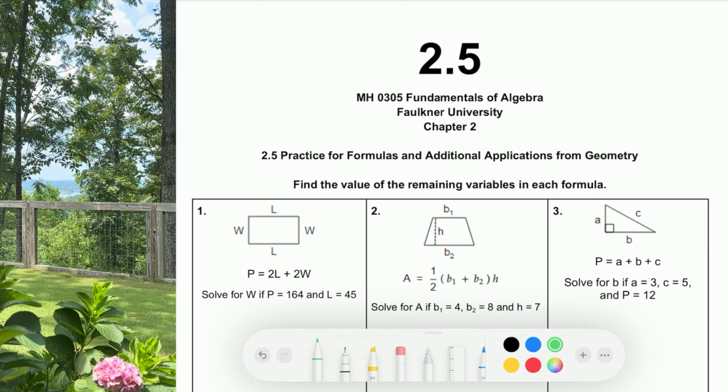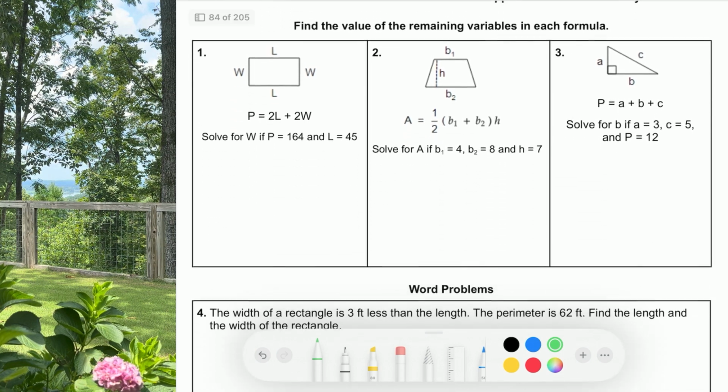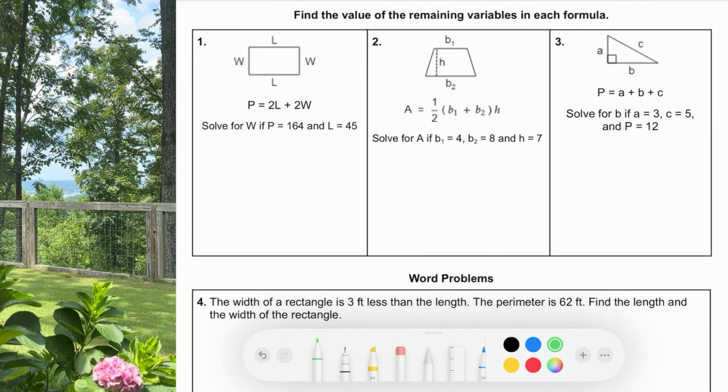Welcome back, students. We'll be looking at section 2.5, the practice problems for formulas and additional applications from geometry. So let's look at number 1 here. We have the perimeter equals 2 times length plus 2 times w. Remember, that's the formula for finding perimeter of a rectangle. So we're going to solve for w, and they tell us that P is 164 and L is 45.